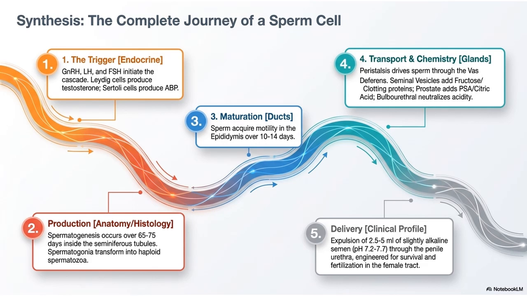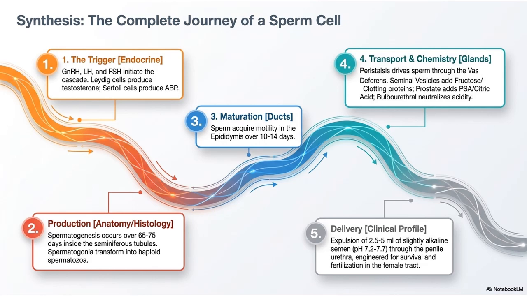So in short, we can just summarize the complete journey of a sperm cell, starting from the trigger, that is GnRH, LH and FSH, which initiate the cascade. Leydig cells produce testosterone and Sertoli cells produce ABP. Then spermatogenesis occurs over 65 to 75 days inside the seminiferous tubules, and spermatogonia transform into haploid mature spermatozoa. Then maturity occurs while passing through the ducts.